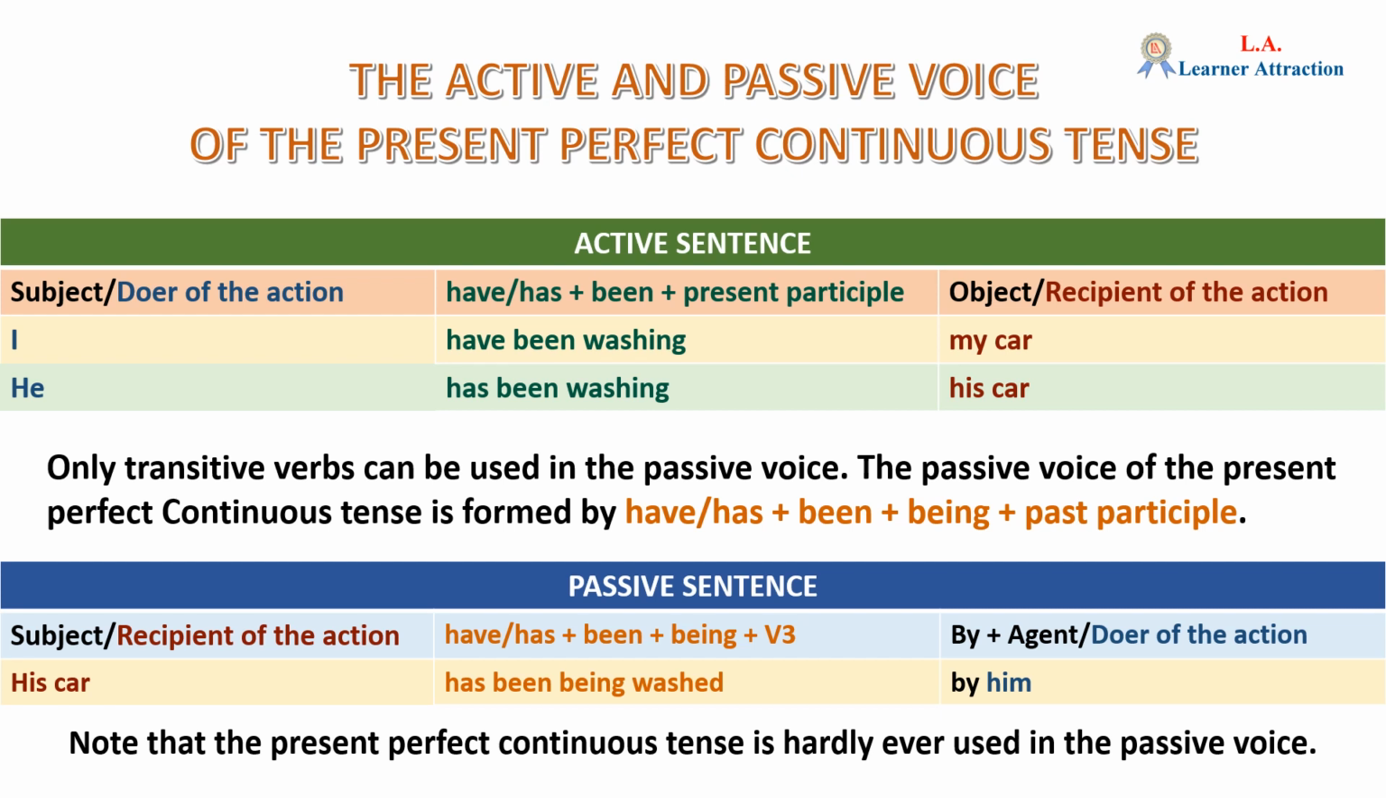Only transitive verbs can be used in the passive voice. The passive voice of the present perfect continuous tense is formed by have, or has, plus been, plus being, plus past participle. Passive sentence. The subject or the recipient of the action, his car. Have, or has, plus been, plus being, plus verb 3. Has been being washed. By, plus the agent, or the doer of the action. By him. His car has been being washed by him.